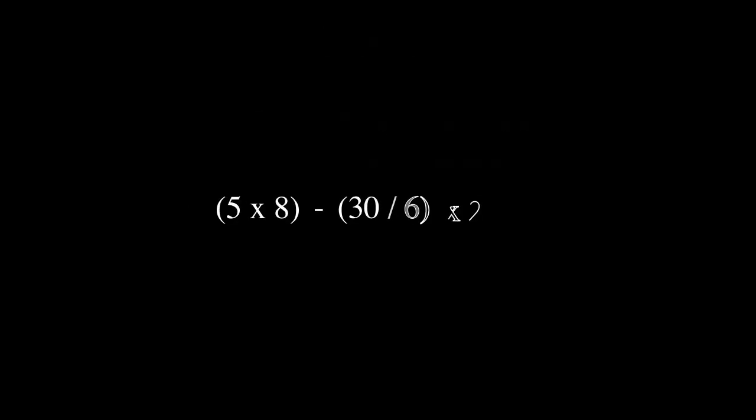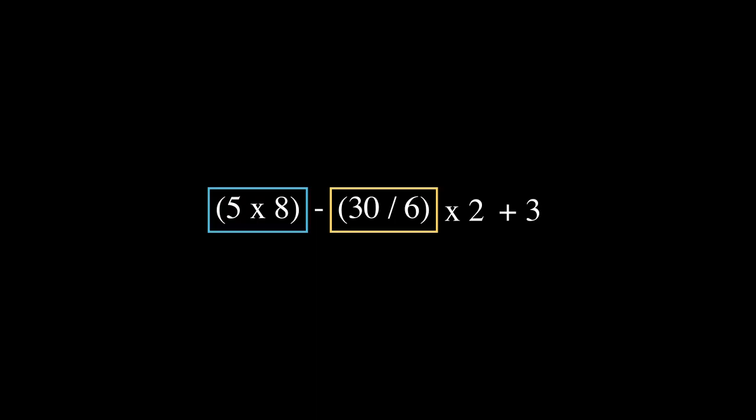Here is the problem. Look at this expression. Open bracket, 5 multiplied by 8, close bracket, minus, open bracket, 30 divided by 6, close bracket, multiplied by 2 plus 3. The two brackets are separate groups. The first bracket contains only 5 multiplied by 8, and the second bracket contains only 30 divided by 6. The multiplication by 2 happens after the second bracket is closed, and the plus 3 comes right at the end. What is the final value of this whole expression?